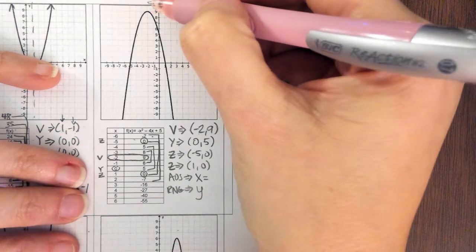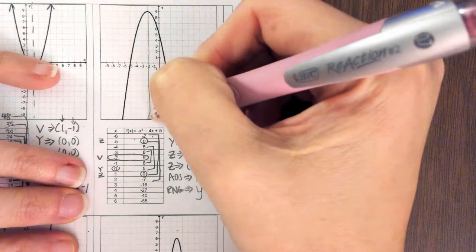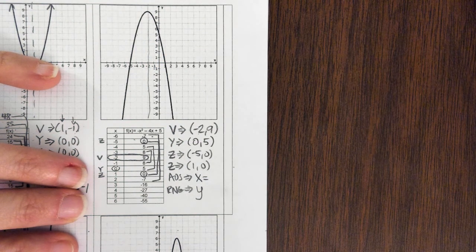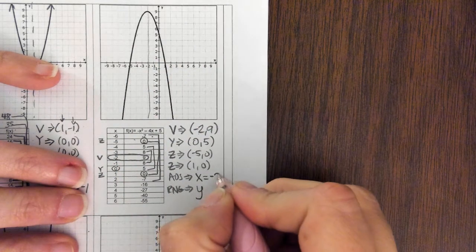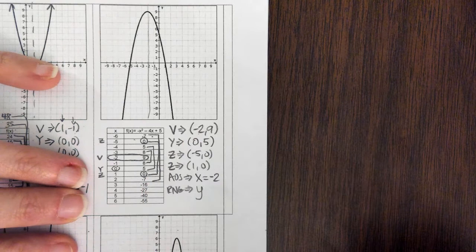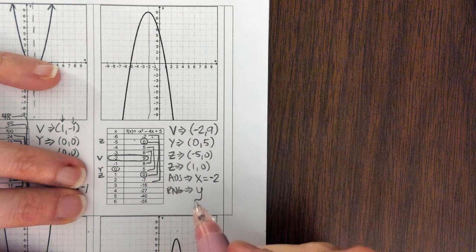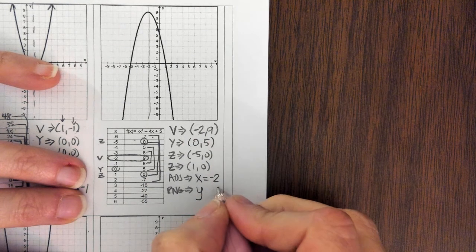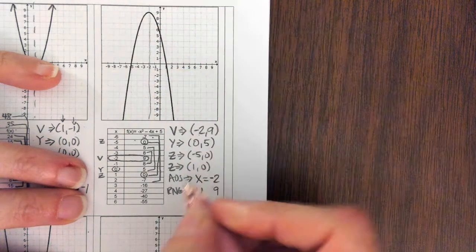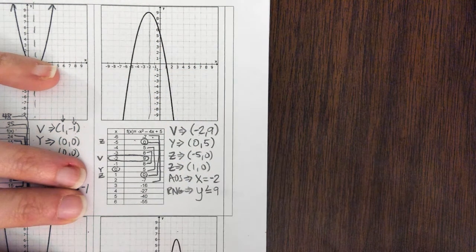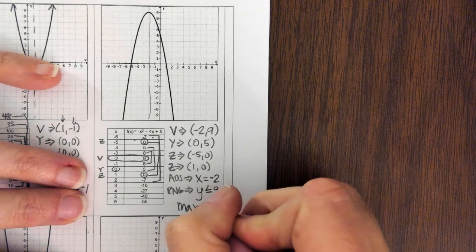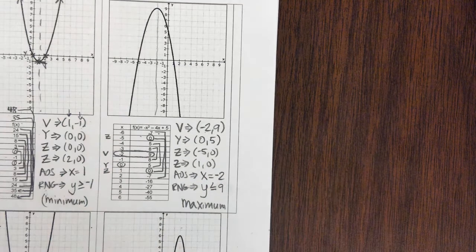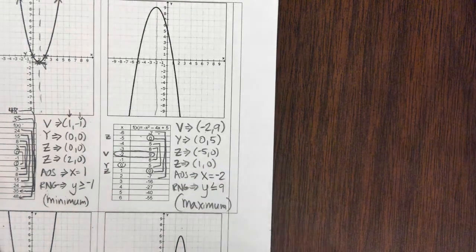Well, the axis of symmetry is the line that goes down the middle of my parabola, creating symmetry, which means equal on both sides. And that line is at x equals -2, which is the h in my hk vertex. For the range, I look at the k. Well, I know that it's going to be 9. This is pointing down, so that means I have to be less than or equal to 9. If it was pointing up, I'd be greater than or equal to 9. Since it's pointing down, that means I have a maximum value that I can have in my parabola.